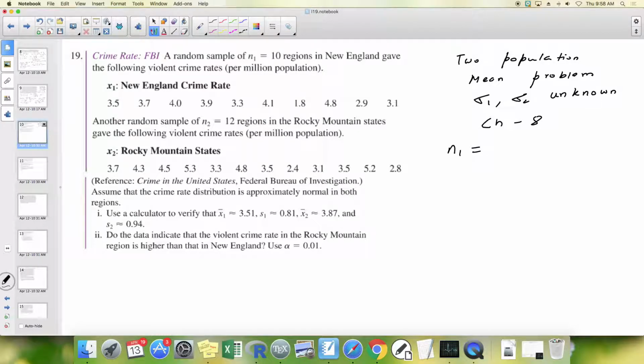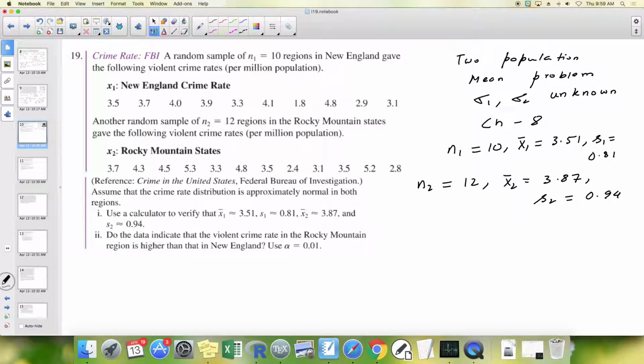N1 equals 10. X1 bar equals 3.51. And S1 equals 0.81. Okay, so that's given to us.